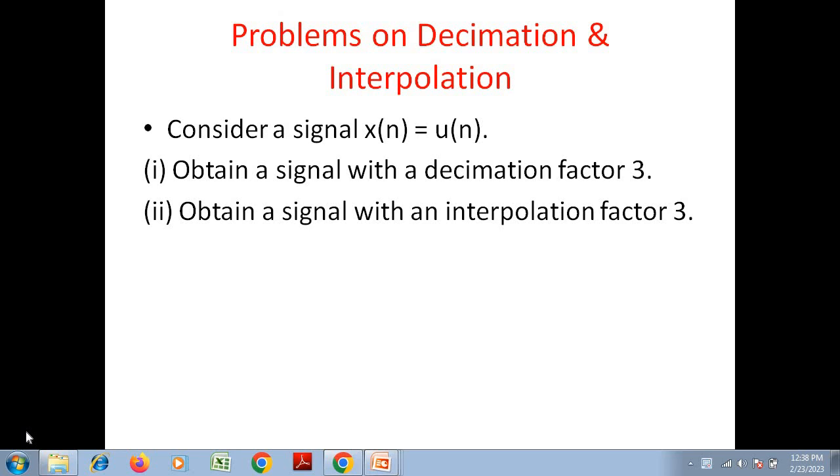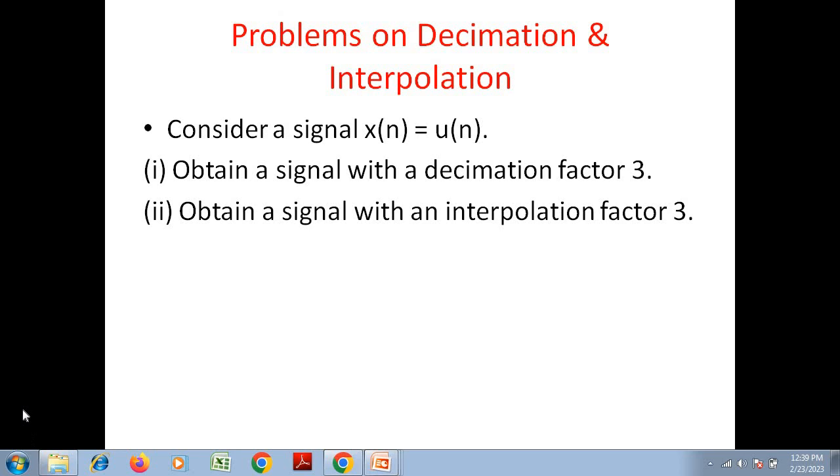So we know the decimation is nothing but downsampling the signal at a rate of 3 along with an anti-aliasing filter, which is referred to by the name decimator. Similarly, the interpolation is nothing but the process of increasing the sampling rate by a factor of I, and here the factor of I is given as 3. And the given input signal x of n, they have never given the sequence, but they have given that x of n is nothing but the unit function u of n.